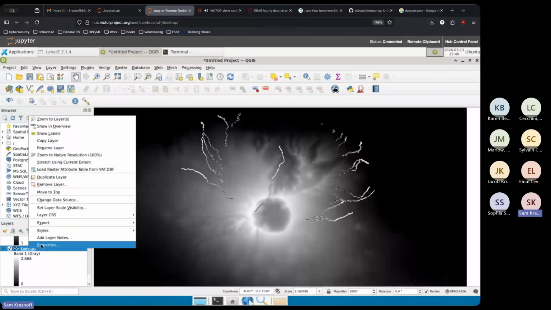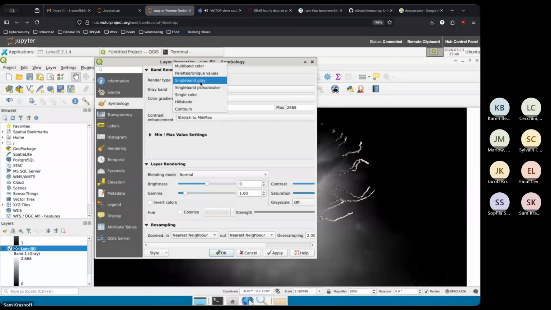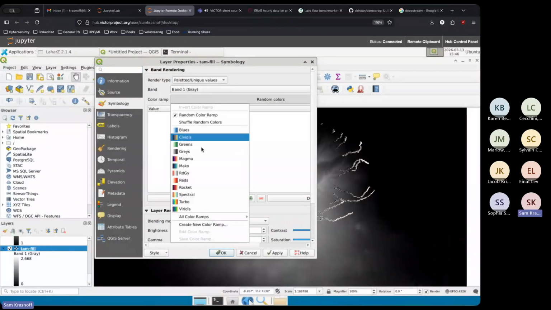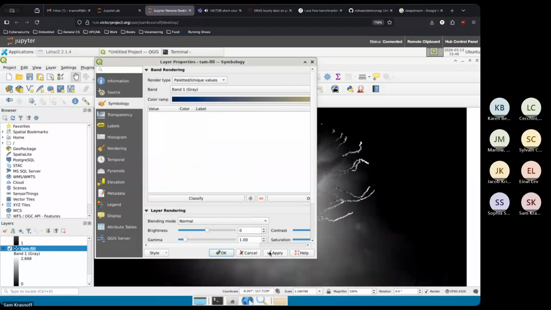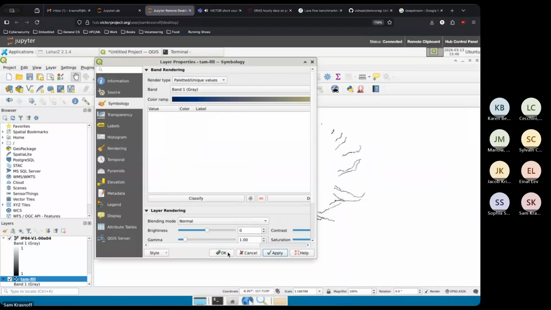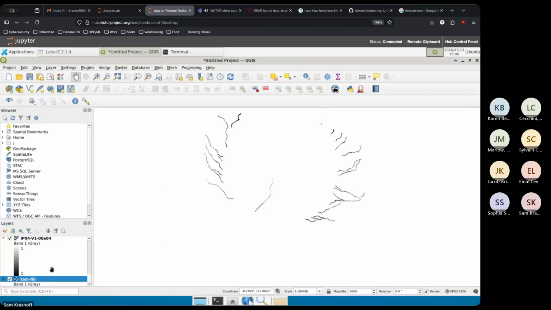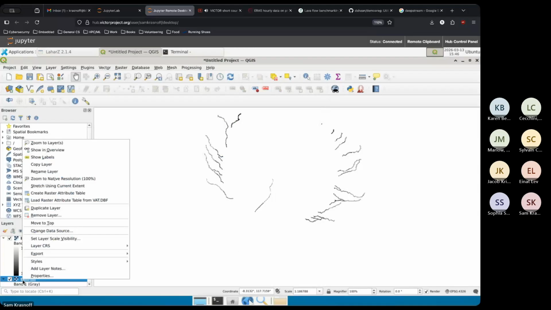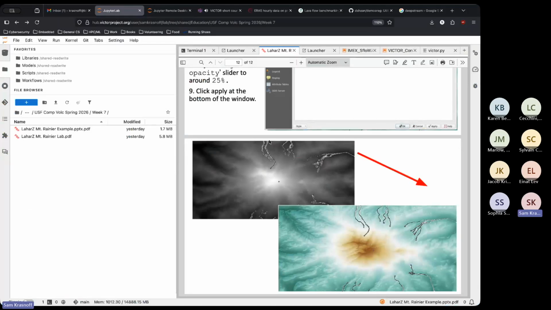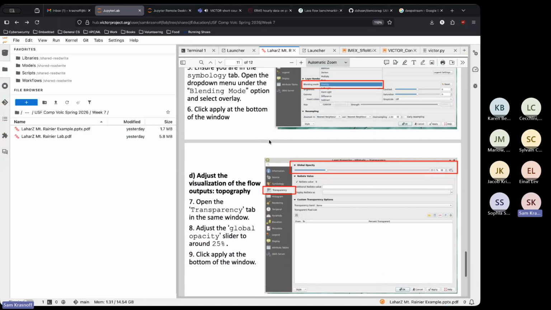And what we can do here is change to... actually, maybe I should follow my own instructions here. They're actually very well done.